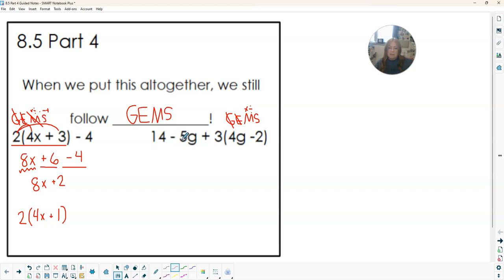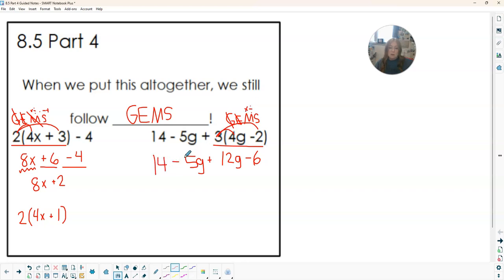So subtract. We don't know what G is, even though that means multiply. We don't know it. Plus, oh, here we go, 3 groups of 4 and 3 groups of 2. So 3 times 4 is 12 G's, minus 3 times 2 is 6. So we just used all of this, so we're going to bring everything else down.